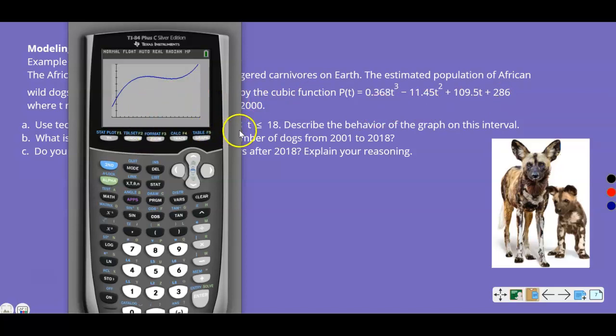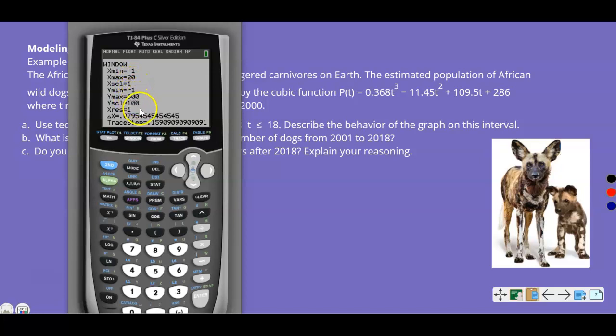Now it says time is from 1 to 18. So we know in our window t is along the x-axis. So in this case, we're going to change our window on the x-axis. I don't need any negative numbers for x because we're not looking at negative time. That doesn't make sense. So we're going to go from -1 up to 20. I have to go at least up to 18. Since I've only got 20 numbers here, I'm going to use a scale of 1.